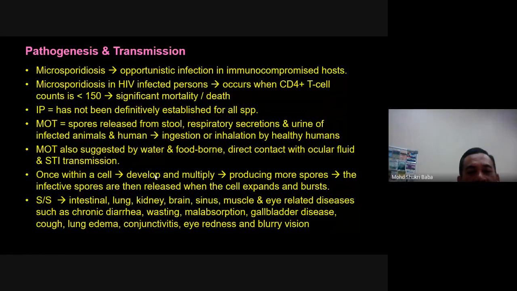Alright. And then awak tengok sign system dekat sini, okay, kebanyakan apa saja yang melibatkan organ dia boleh melibatkan simptom dekat situ. Intestinal, lung, kidney, brain, sinus, muscle, eye-related diseases, okay, chronic diarrhea, wasting, malabsorption, gallbladder, okay, pundi hempedu, alright. Cough bila melibatkan respiratory, lung edema, conjunctivitis, eye redness dan blurry vision bila melibatkan mata. So, you see, dia punya sinus ini banyak dekat situ ya.